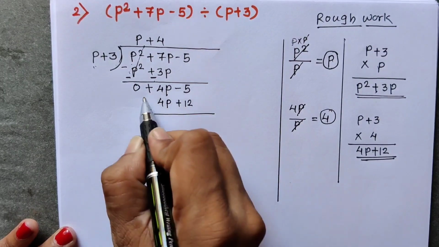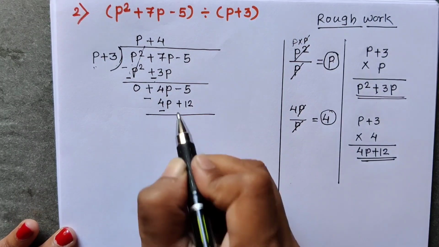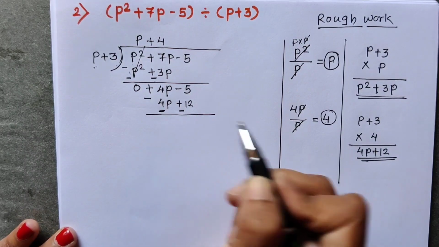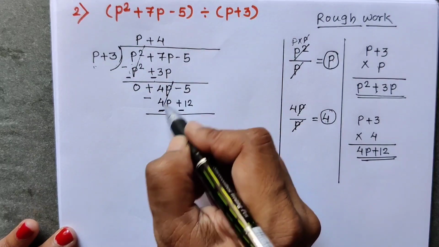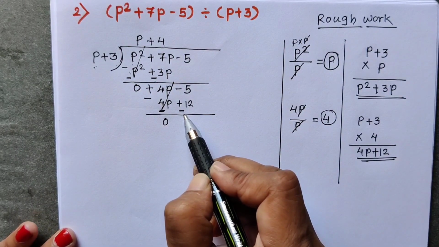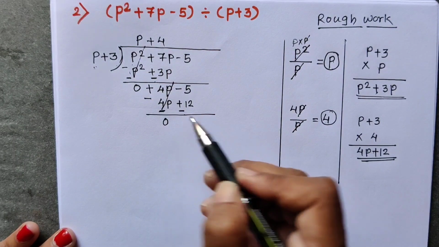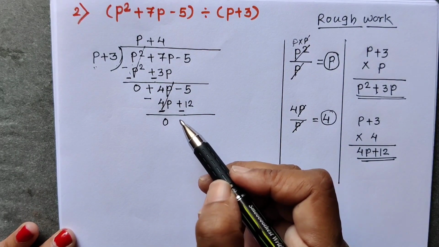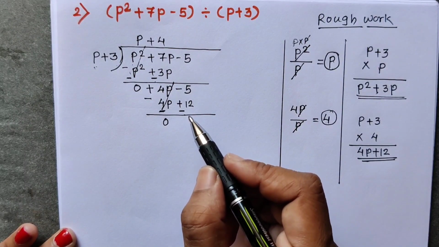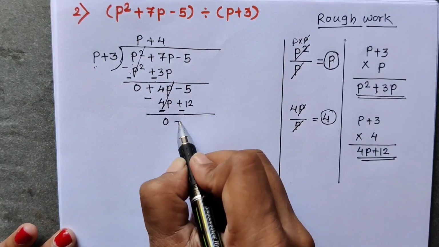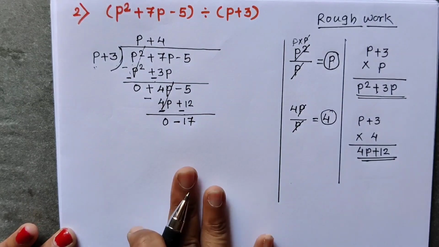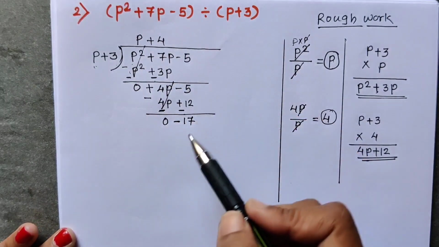Now as we are subtracting, we have to change the sign of the second polynomial which is written below. Plus 4p becomes minus 4p, plus 12 becomes minus 12. So plus 4p minus 4p is 0. Minus 5 minus 12. We have to always see the changed sign. The sign which we have changed, we have to calculate according to that sign. So minus 5 minus 12, minus minus becomes plus, but the sign of the bigger number we have to write, and 12 plus 5 is 17. So in this way we can get the quotient and remainder.